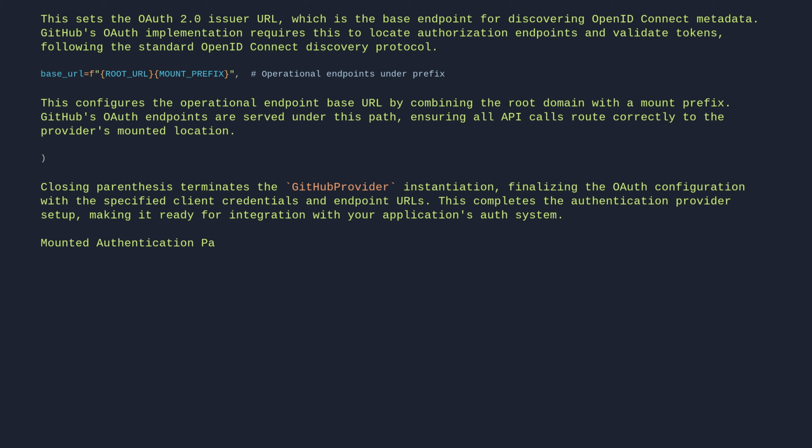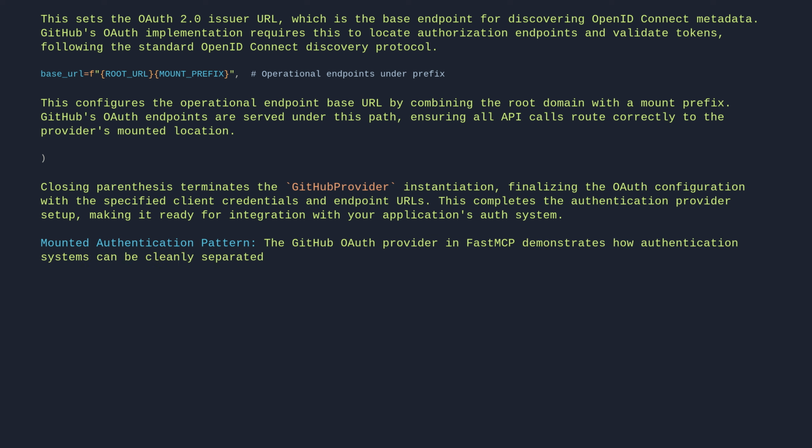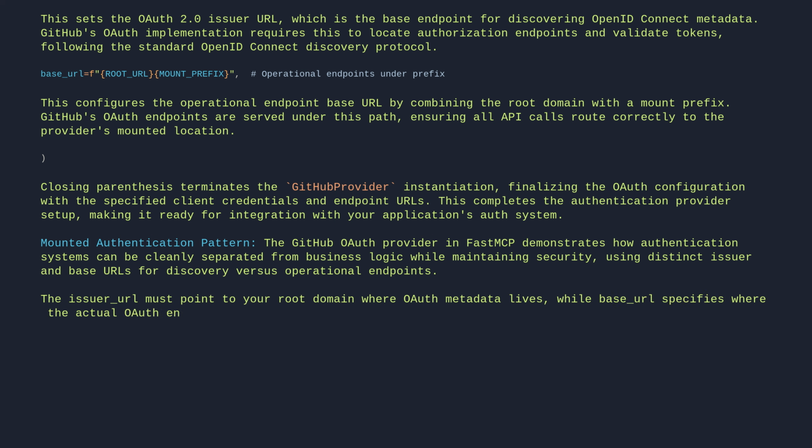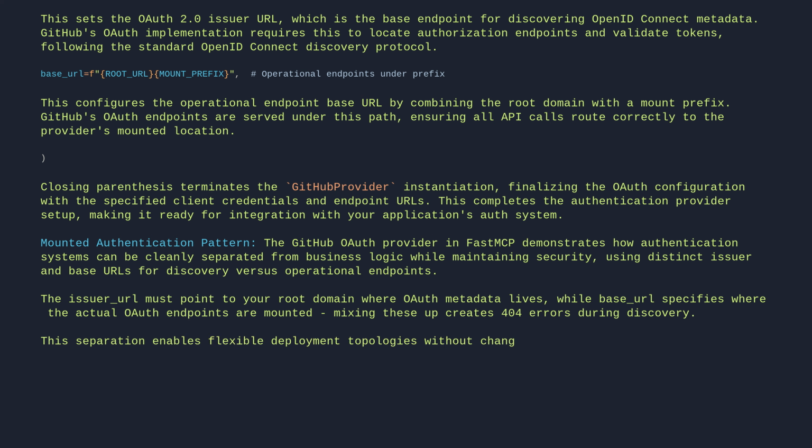Mounted authentication pattern. The GitHub OAuth provider in FastMCP demonstrates how authentication systems can be cleanly separated from business logic while maintaining security, using distinct issuer and base URLs for discovery versus operational endpoints. The issuer URL must point to your root domain where OAuth metadata lives, while base URL specifies where the actual OAuth endpoints are mounted. Mixing these up creates 404 errors during discovery. This separation enables flexible deployment topologies without changing application code.